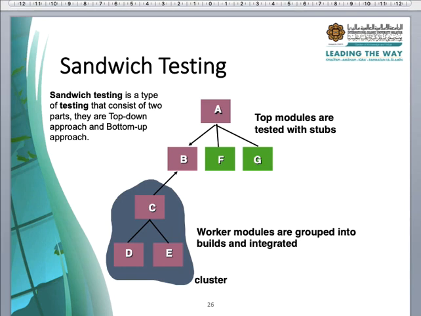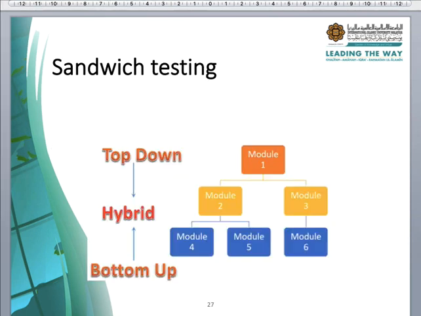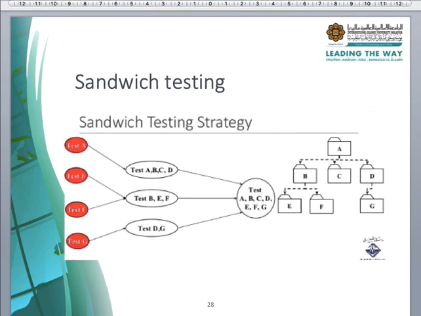Then we also have sandwich testing. Sandwich testing basically is a combination of both top down and bottom up. Sandwich testing is a type of testing that consists of two parts: the top down approach and also the bottom up approach. This is how it looks. Top down, bottom up, and we also call it hybrid, which is sandwich testing.